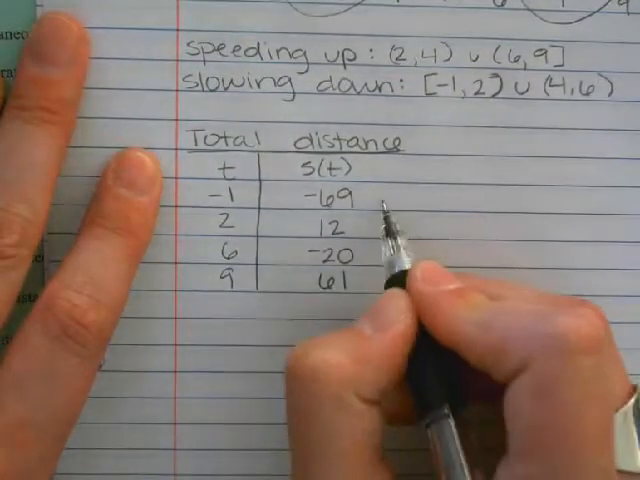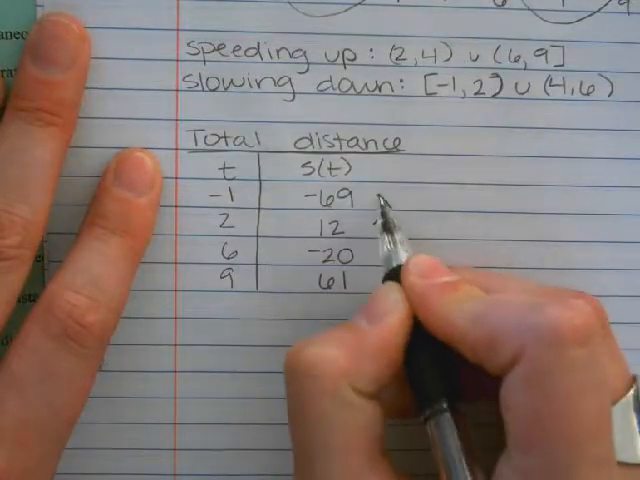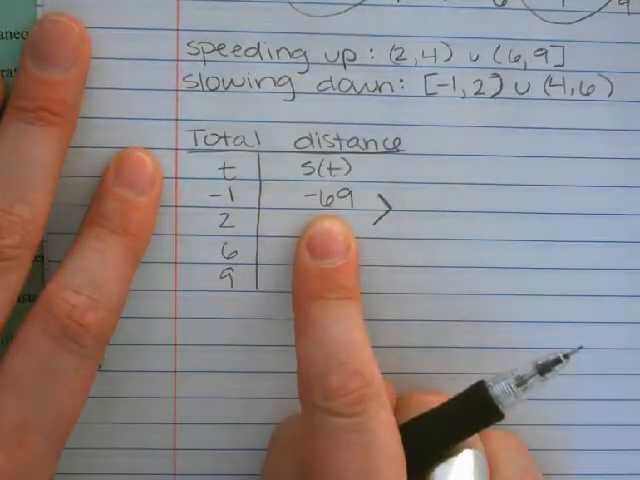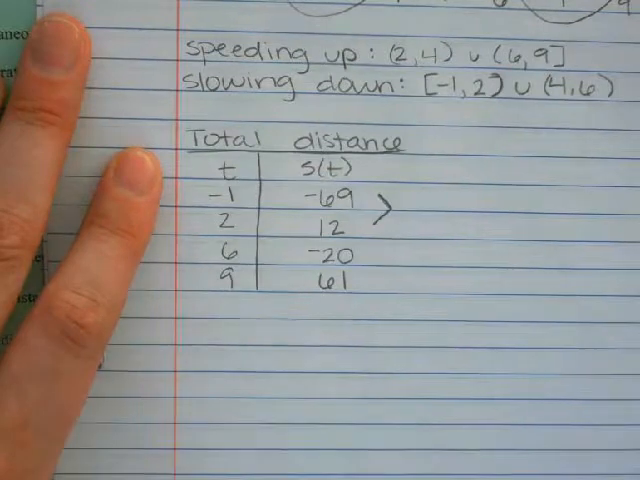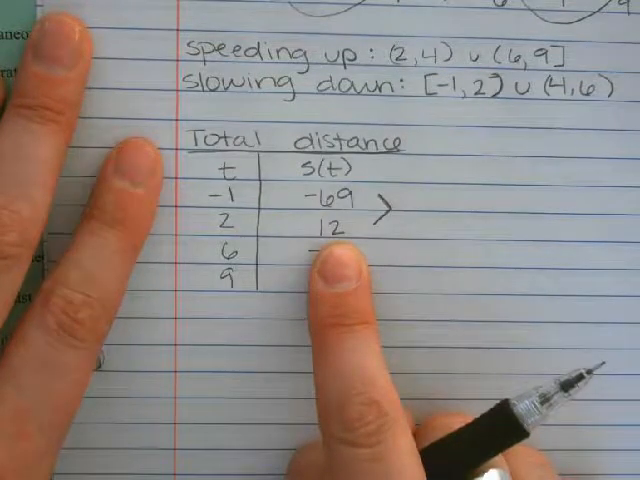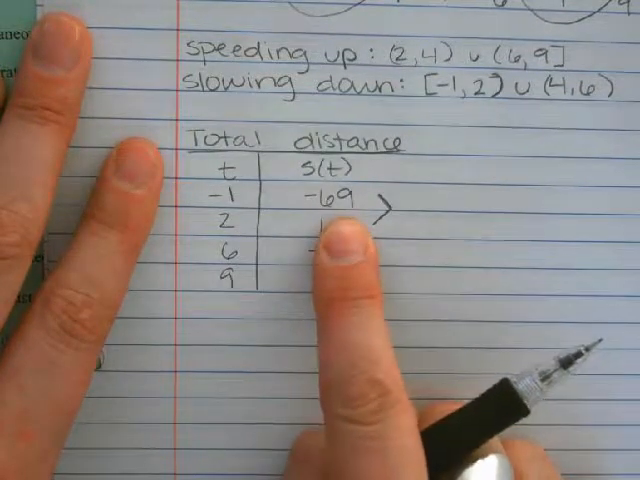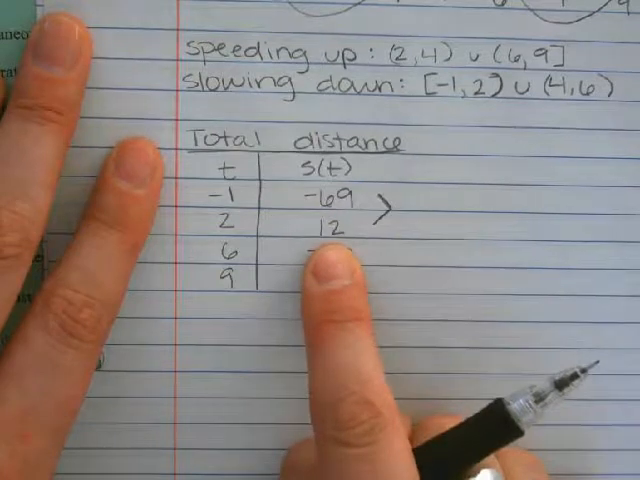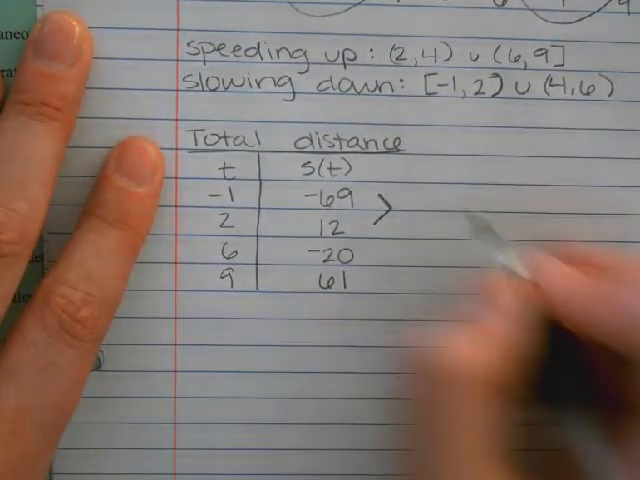So if you have moved from -69, you're left 69, and then you go all the way to right 12. How far have you gone? You've gone 69 spaces to the right, and then 12 more spaces to the right. You've gone 81 spaces total.